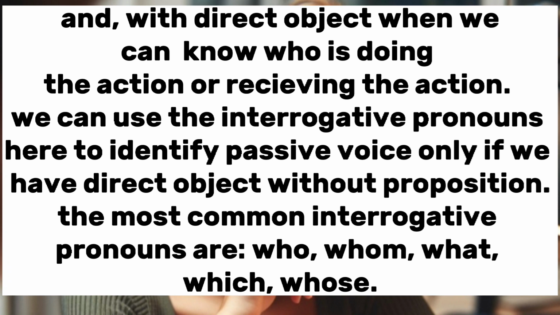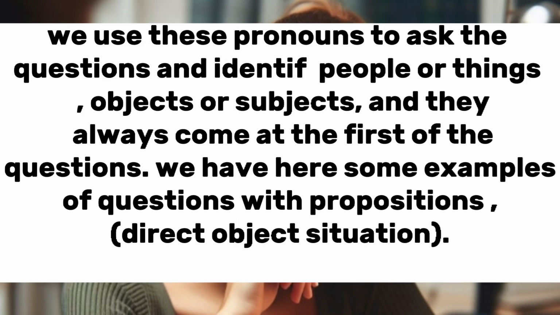And with a direct object, when we can know who is doing the action or where the passive voice is, we can use the interrogative pronouns here to identify the passive voice, only if we have a direct object without a preposition. The most common interrogative pronouns are who, whom, what, which, whose. We use these pronouns to ask questions and identify people or things, objects or subjects, and they always come at the beginning of the questions.